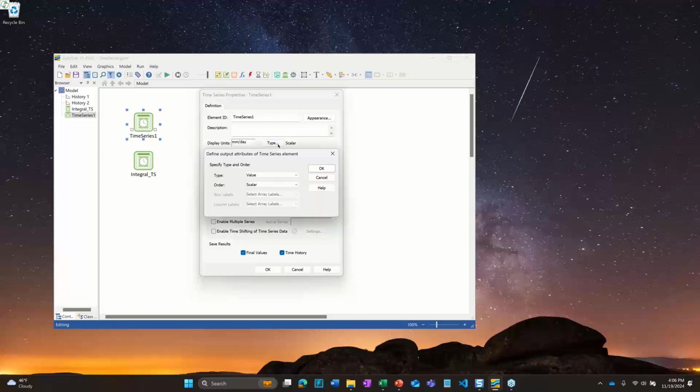Also note that a time series does not have to represent just one thing. You could have it be a vector or even a matrix, as you can see here.